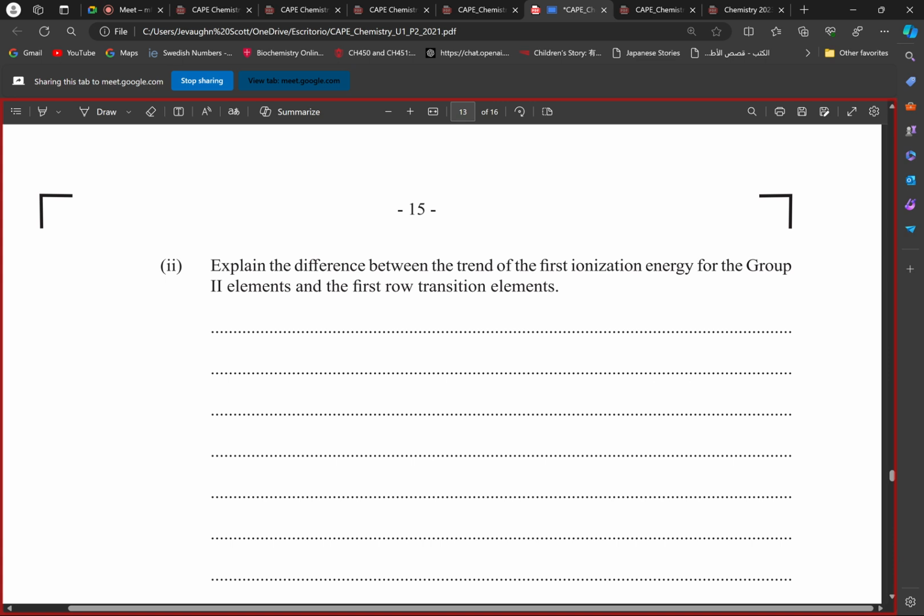But our group 2 elements are fairly larger than our transition elements, and that increase in distance is also there. Plus their smaller nuclear charge will actually influence ionization energy to be lower. All right? So that's what we have there.